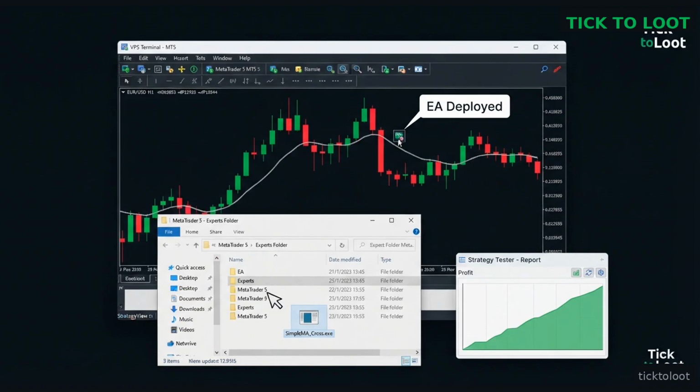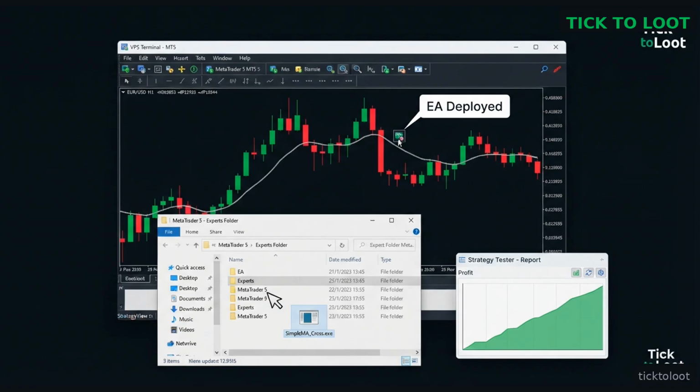Now that your virtual private server, or VPS, is up and running, the next milestone is to place your expert advisor, what we call an EA, onto that server and make sure it works exactly as you expect. An EA is simply a piece of computer code that follows a set of rules to open, manage, and close trades automatically, so you don't have to click a mouse every time a market moves. Think of it like a robot chef that follows a recipe without you needing to stand over the stove.